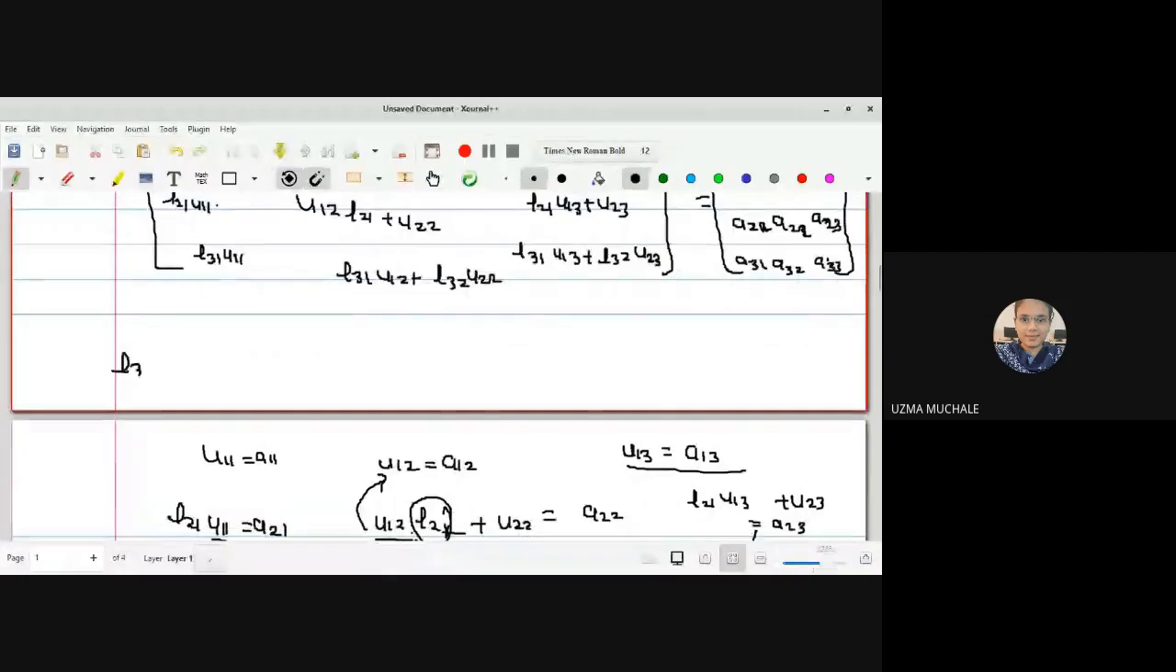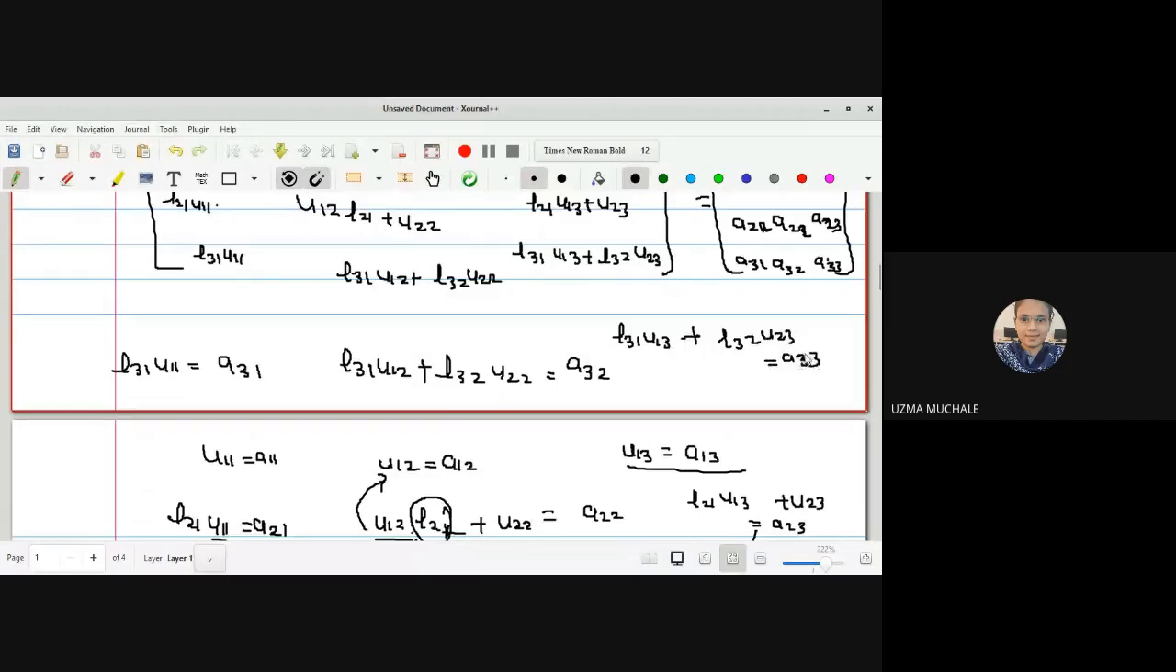L31 U11 is equal to A31, L31 U12 plus L32 U22 is equal to A32. Next is L31 U13 plus L32 U23 is equal to A33.